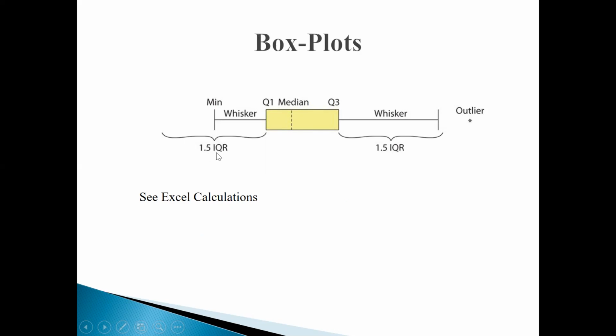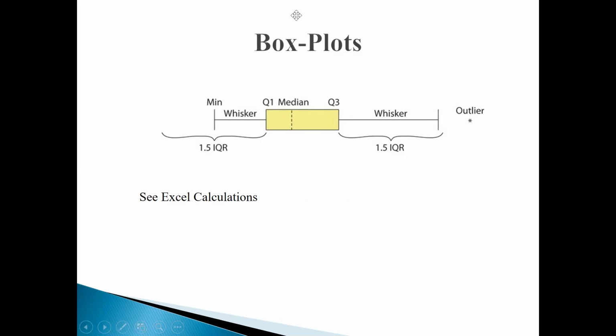Then we found the 1.5 times IQR. That goes all the way out to here. And so our whisker goes to the min or to the 1.5 IQR, depending on which is the difference. The smaller one is min, so that's where we're going to draw the whisker in this case. Now, in this case, the whisker only goes to the 1.5 times IQR because we have something beyond that, and that's going to be our outlier, which is starred.